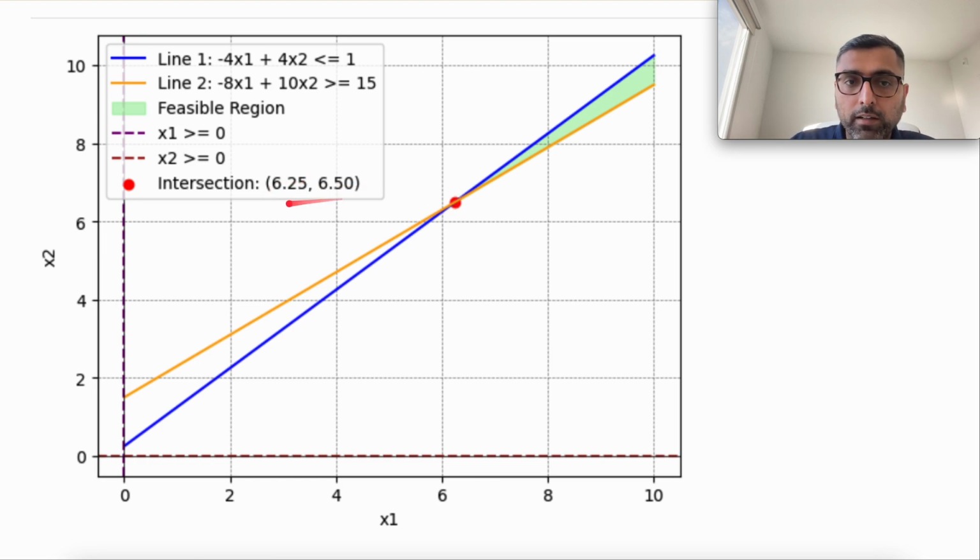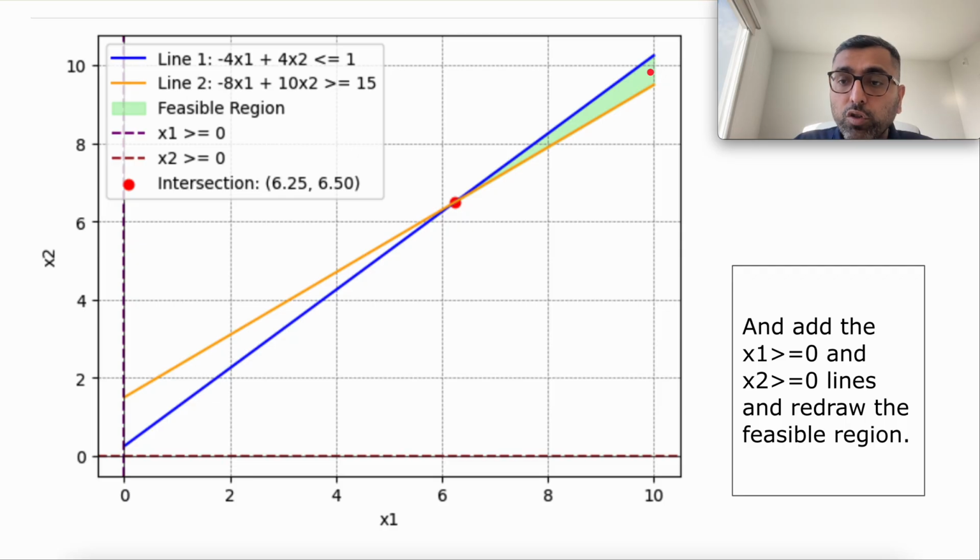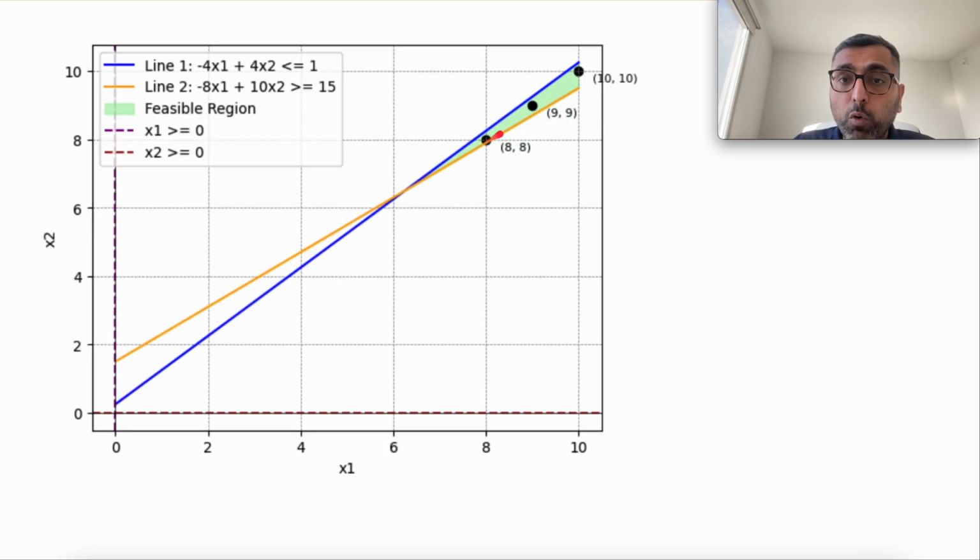we want a whole number, because that's what will tell us the minimum number of items we can build. So what we then need to do is find all of the points in this shaded area that are whole numbers. And there are various algorithms. Branch and bound is one such technique to use. And with that, you can get all of these points. So you can get 8, 8, 9, 9, 10, 10, and so on and so forth.